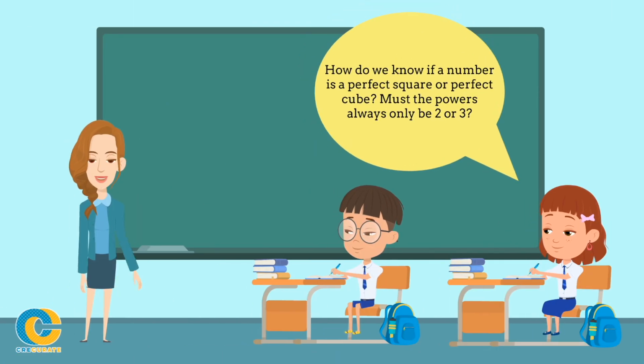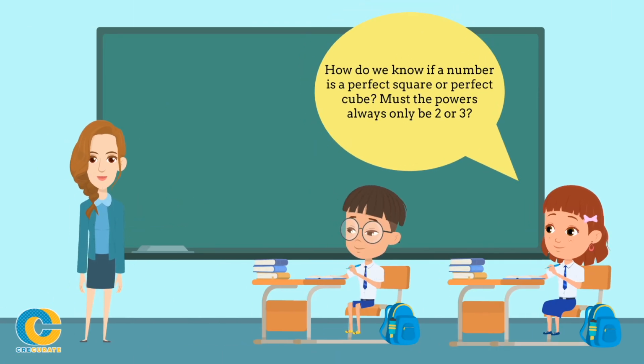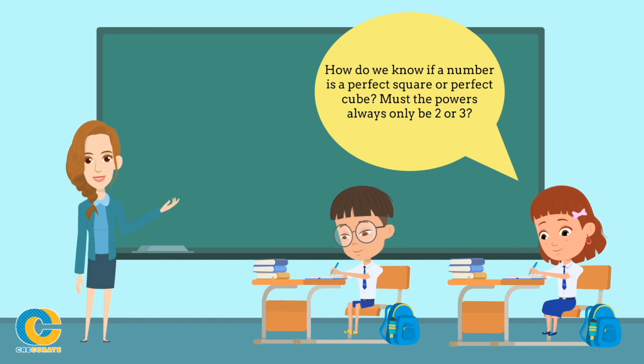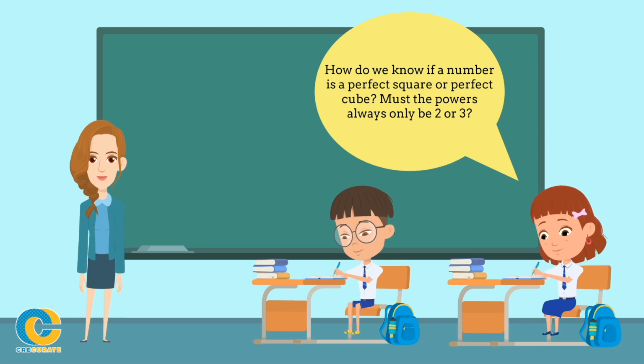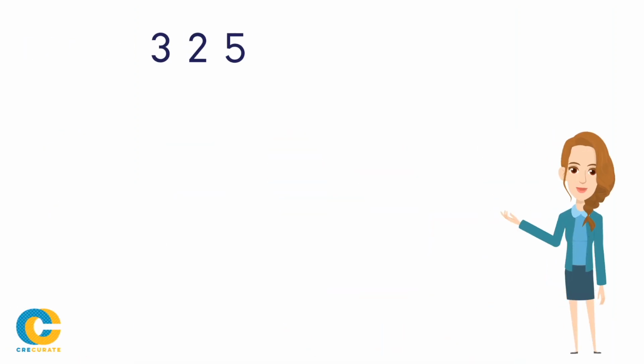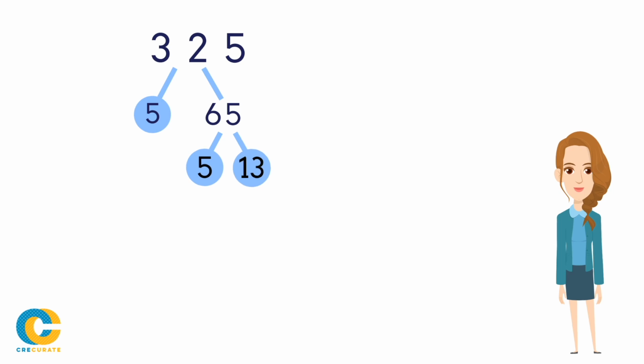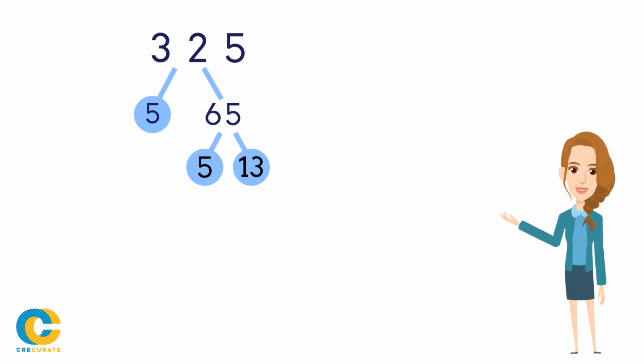Miss Miko, how do we know if a number is a perfect square or perfect cube? Must the powers always only be 2 or 3? Excellent question, Timmy. Let me explain a little more. Let us look at the number 325. We first have to prime factorize 325 to get the product of its prime factors. Using the factor tree, we find that 325 is equal to 5 times 5 times 13.